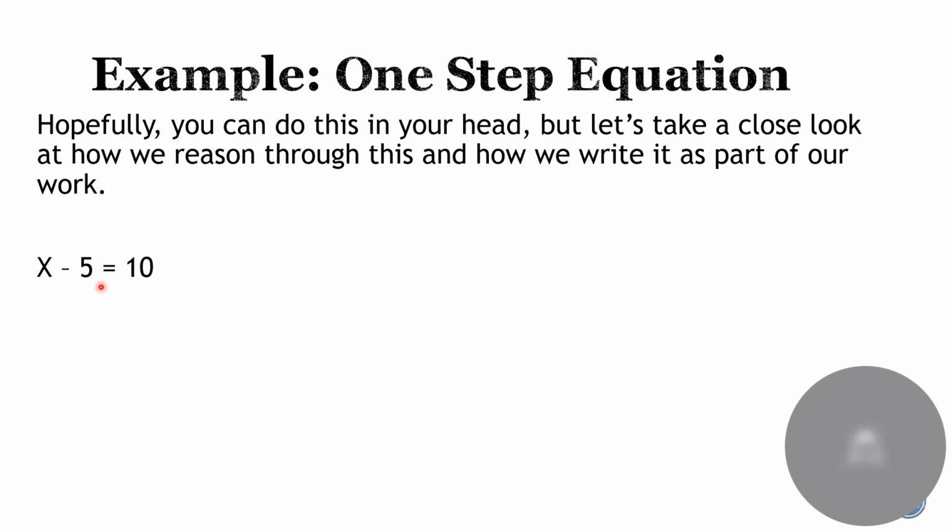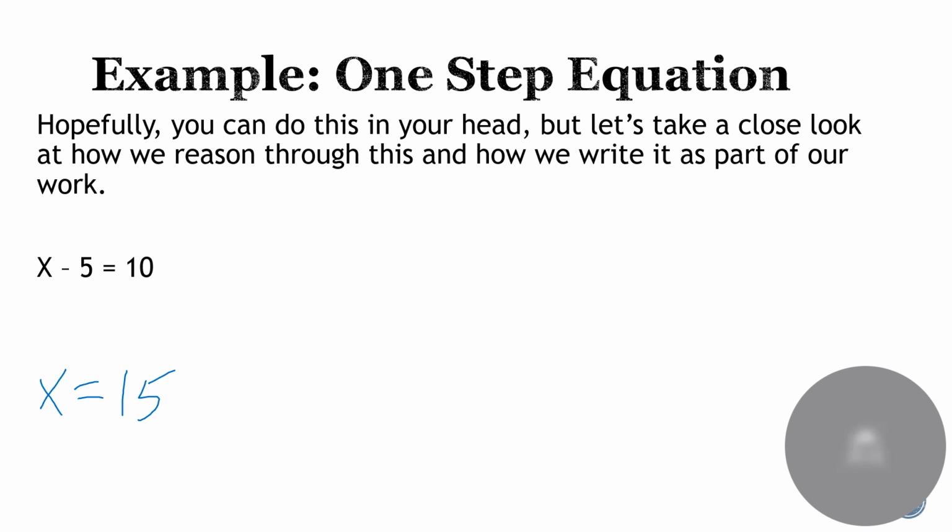So the way you think about this is you ask yourself, how do I undo subtraction? I undo subtraction with addition. They are what are called inverse operations. Now, you do not have to show this. Okay, so the way you undo this is you add 5 to both sides. You are welcome to just say x is equal to 15.